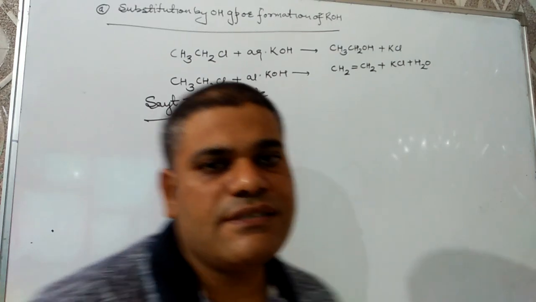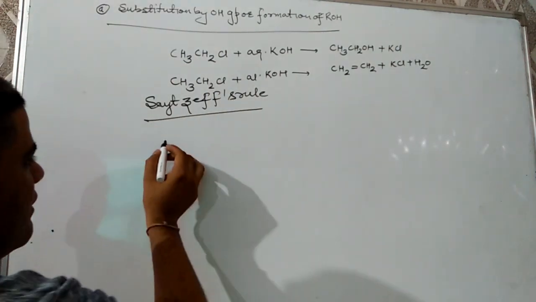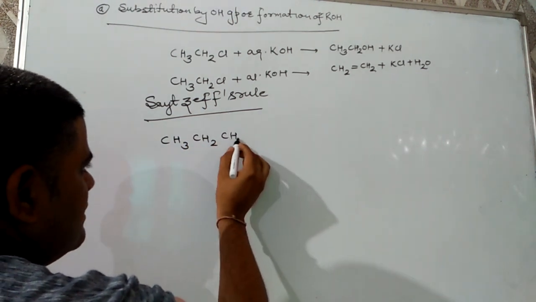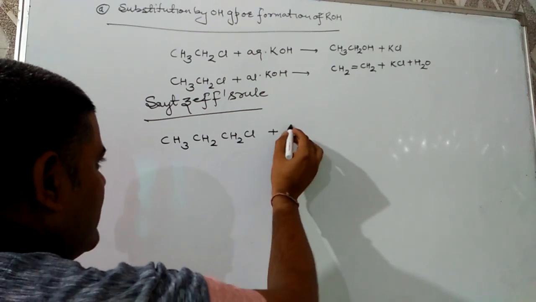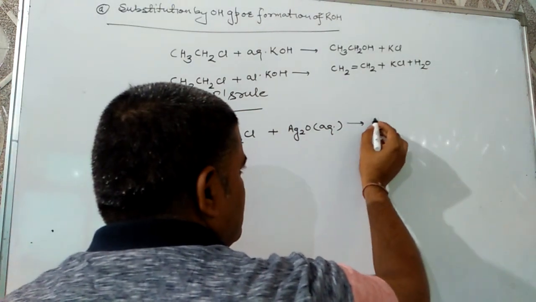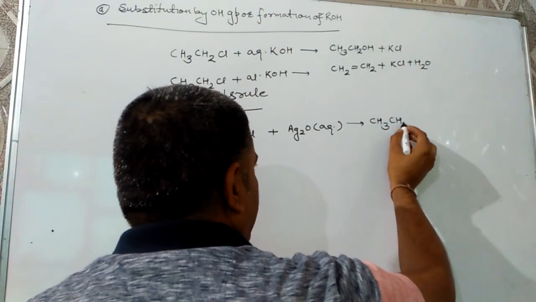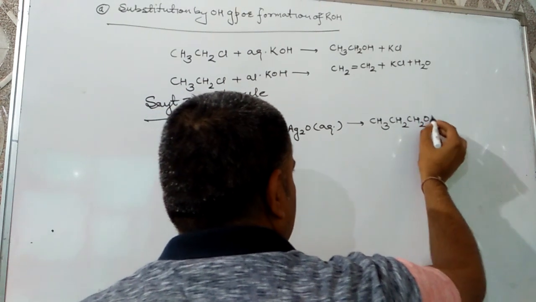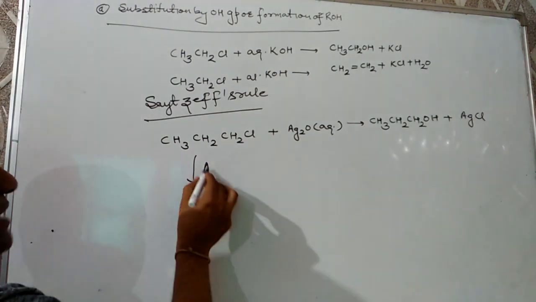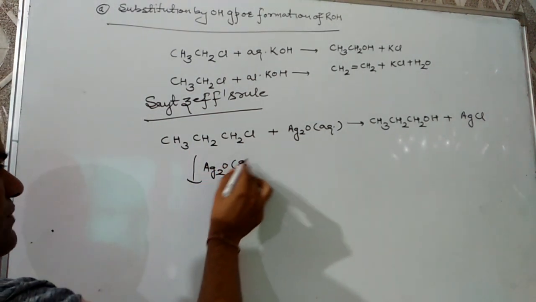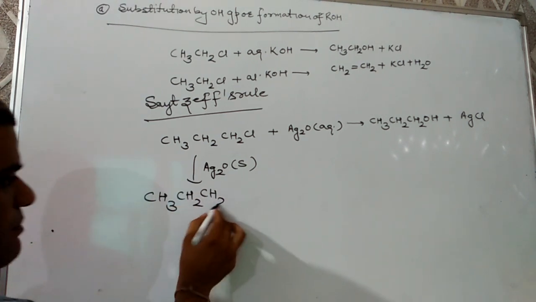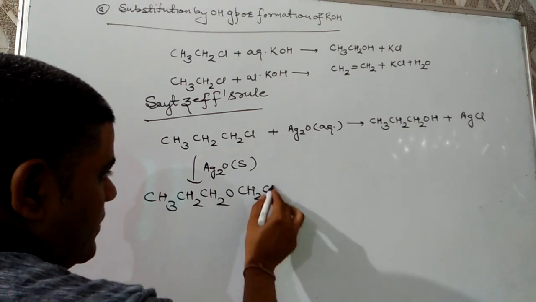So the next case may be if haloalkane reacts with moist silver oxide, then the product formed will be alcohol. But if it reacts with dry silver oxide, then the product formed will be an ether. So it is also very important.